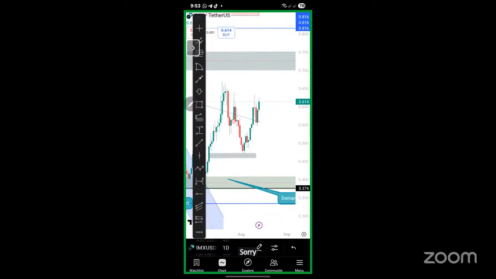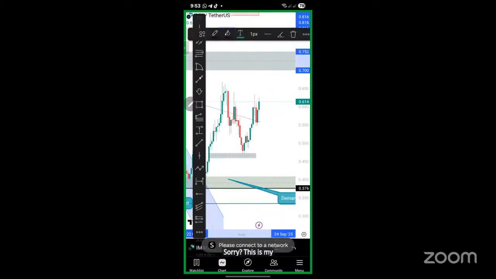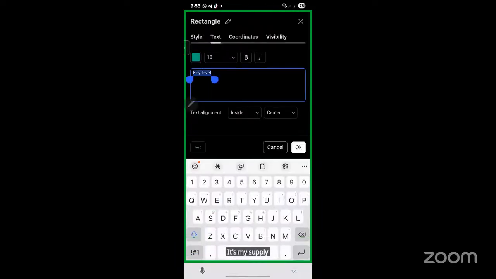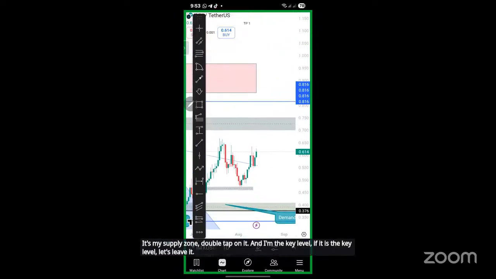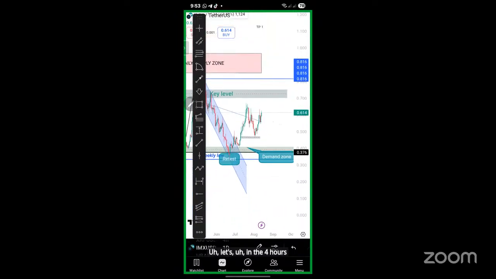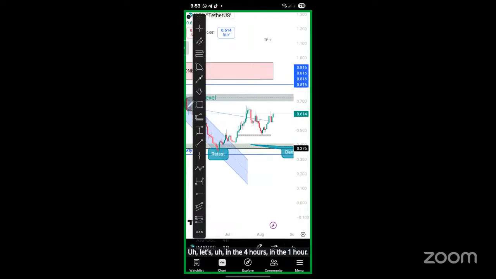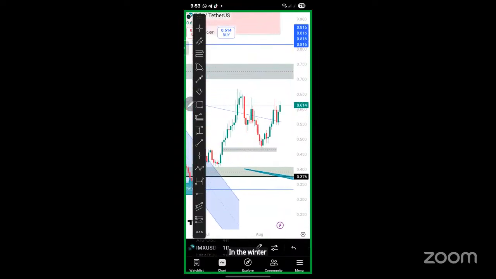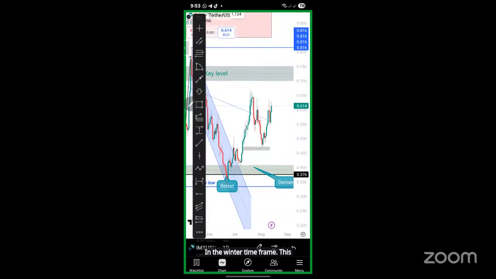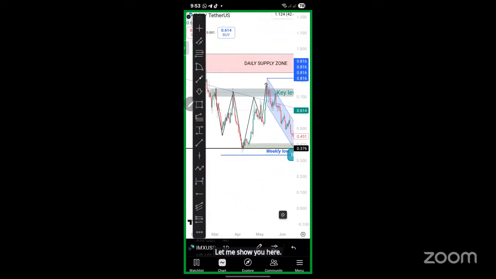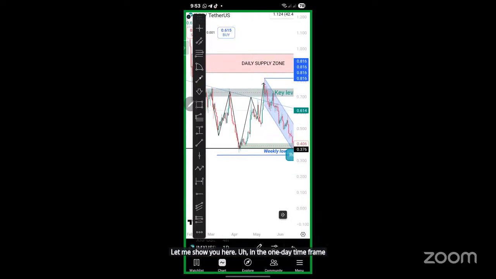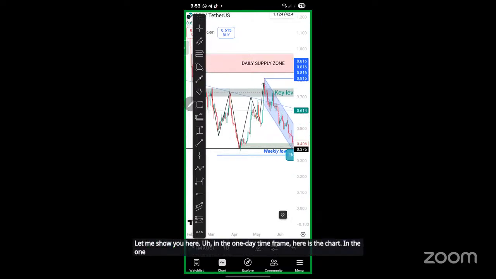This is my supply zone. Double tap on it. I named it a key level. If it is the key level, let's leave it. In the 4 hour, 1 hour, and 1 day time frame. In the 1 day time frame, this is our demand zone. Okay, let me show you here, in the 1 day time frame. Here is my supply zone.